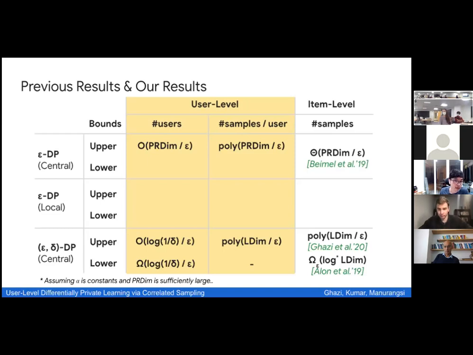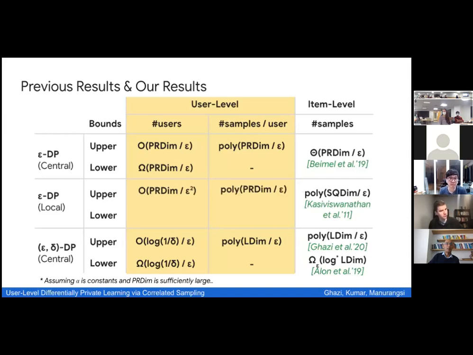Even though this upper bound of probabilistic representation dimension might seem large, it turns out that it's also tight, using a similar proof to Beimel et al. And finally, we consider the local model. In the local model, it's known that the sample complexity of the item-level setting is a polynomial of the statistical query dimension divided by epsilon. In this setting, perhaps surprisingly, we show that in user-level learning, it's possible to learn using a number of users that only depends on the probabilistic representation dimension. And the number of samples per user is also polynomial in the probabilistic representation dimension.